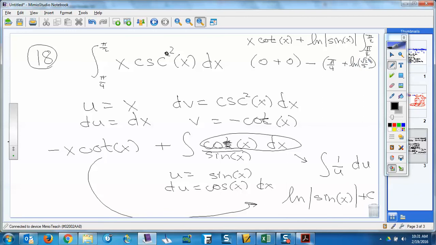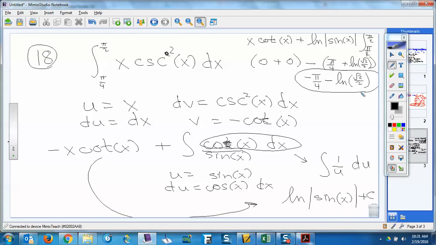Who knows what that is? We'll just write it there. Okay? And so there you go. And you can just leave it like that if you want, or you go negative pi fourths minus ln root 2 over 2. You can just leave it that way. Okay? I think I did that kind of fast.